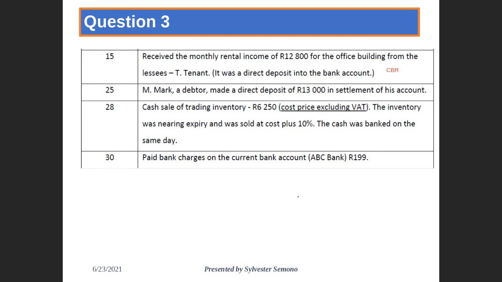Now, I'm going to go to the 25th. Mark, the debtor, made a direct deposit of 13,000 in settlement of his account. Where do we go on the 25th?